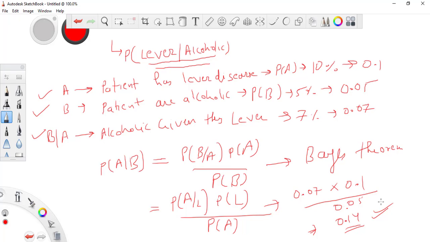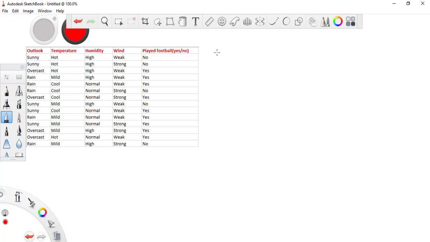Now we'll see how we can use this particular framework for our machine learning problems. Let's say I have this data which I have collected from previous football matches, which is basically, given the outlook, the temperature, the humidity and wind speed, whether a football match was played or not. This is the data I have. This is also known as the prior information which I have. Let's say I am interested in knowing whether a game will be played or not, given the outlook is sunny, the temperature is cold, humidity is high, and the wind is, let's say, strong.